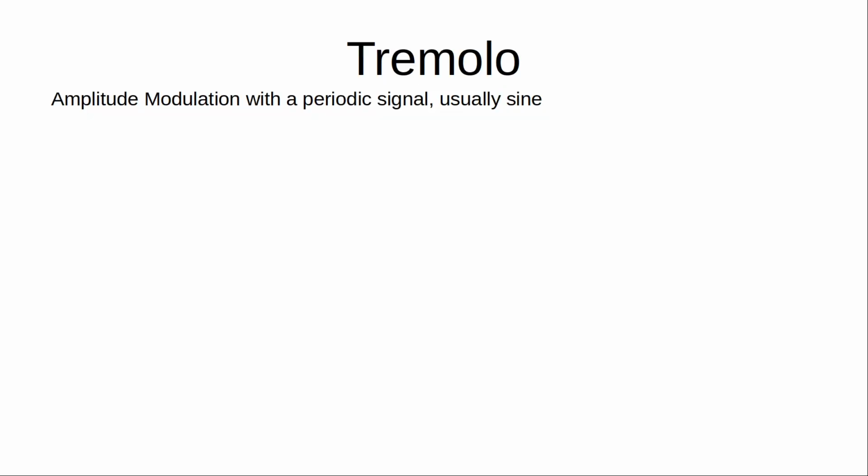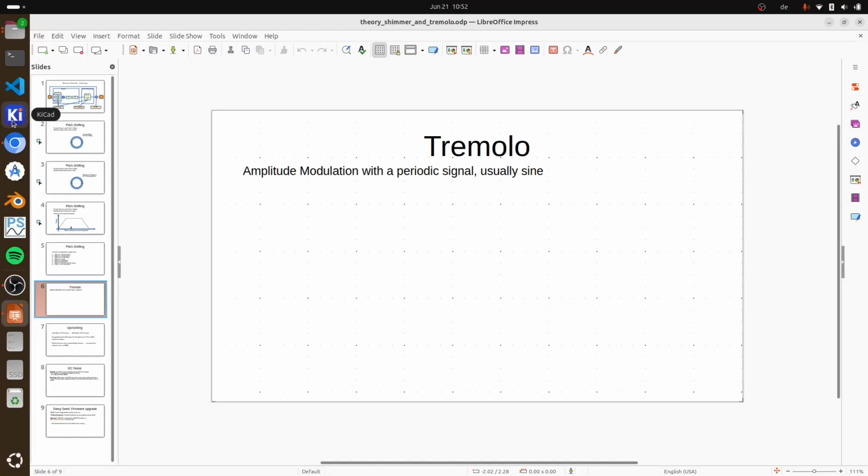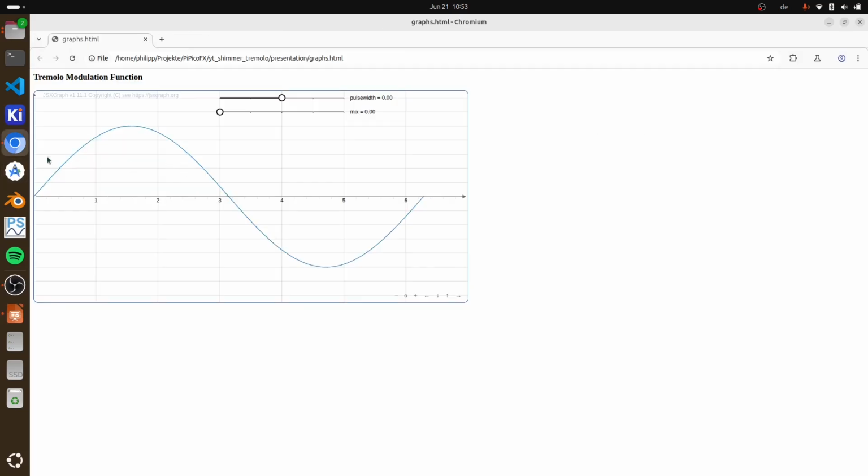This effect is basically an amplitude modulation with a periodic signal, typically a sine wave. This effect is or was a standard in many tube guitar amplifiers. What makes the implementation special is the definition of the modulating function. The sine shape, this is a visualization of one period of the modulation function.